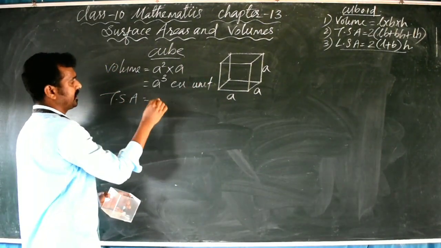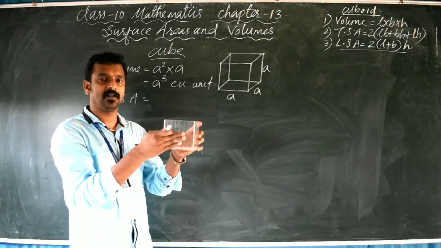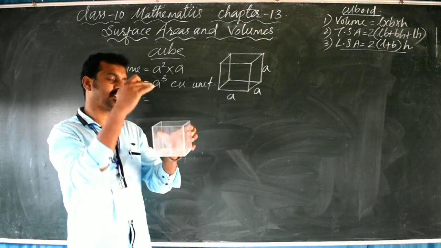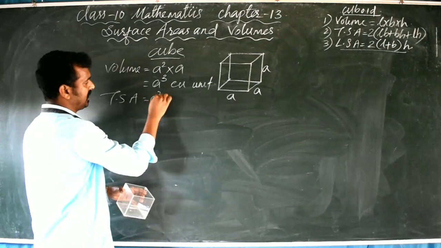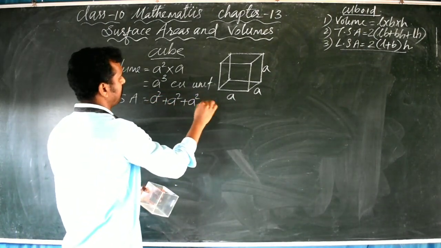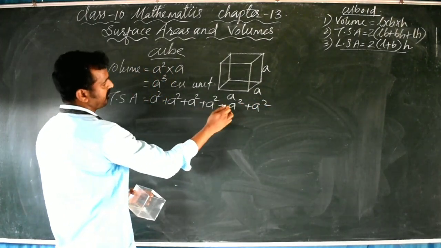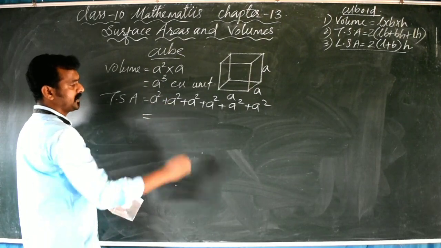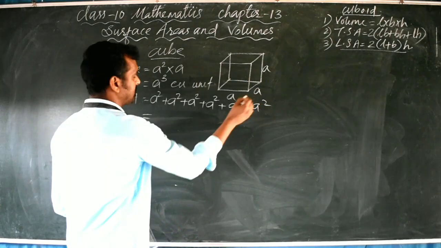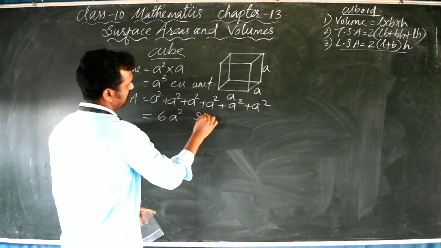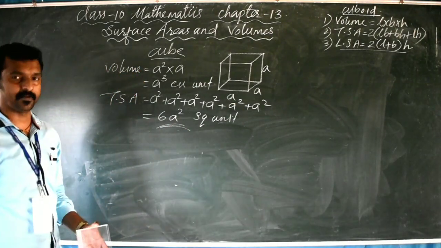Find out the total surface area of a cube. What is the base area? I told that A square. What will come for this area? A square it will come. Upside also A square. Side it is A square. This side A square. This one also A square. So total 6 faces are there. So it will come A square plus A square plus A square plus A square plus A square plus A square. 1, 2, 3, 4, 5, 6. That is equal to A square plus A square, 2A square, plus A square, 3A square, plus A square, 4A square, 5A square, 6A square, square unit. That is the total surface area of a cube.